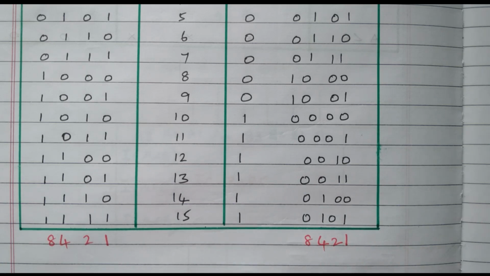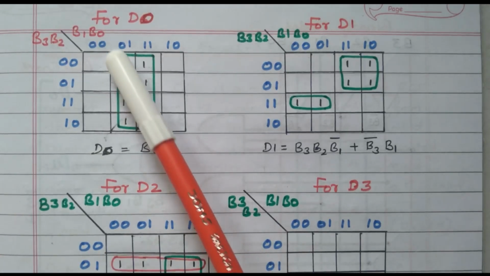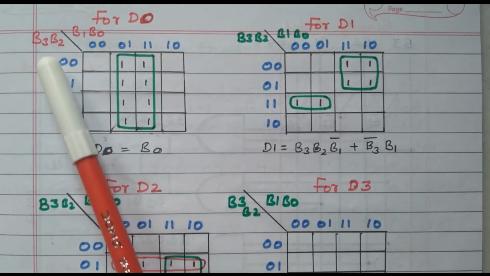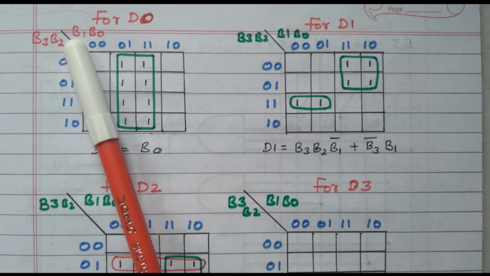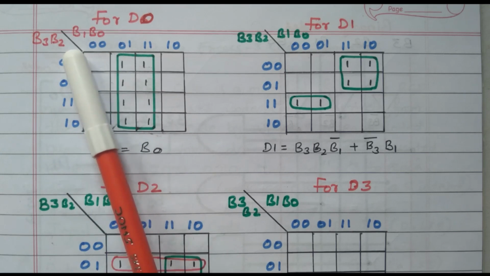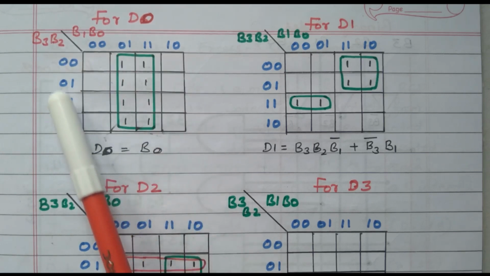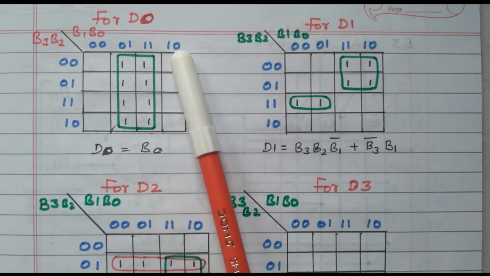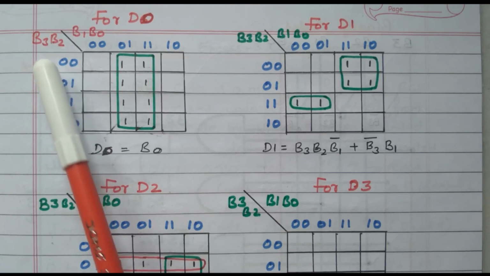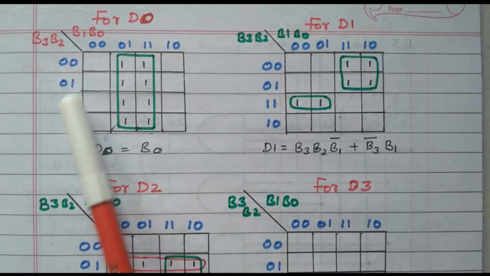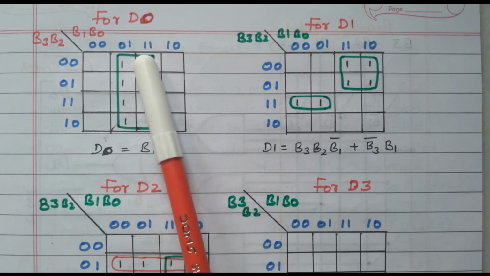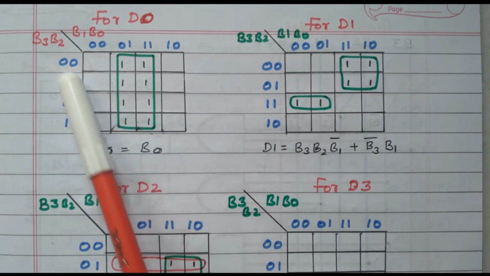Now we will go to the Karnaugh map. First we will start from D0, right? So this is the 4 variable K map. What is the input? The input is nothing but the binary code B3, B2, B1 and B0. This is a binary code, and from that we are going to get the BCD code. So B3 and B2 are represented vertically, B1 and B0 are represented horizontally. B3, B2 are 2 variables, so 4 combinations are available: 00, 01, 11, 10. Similarly B1, B0, 2 variables, 4 combinations are available: 00, 01, 11, 10. Right, so these are the inputs.